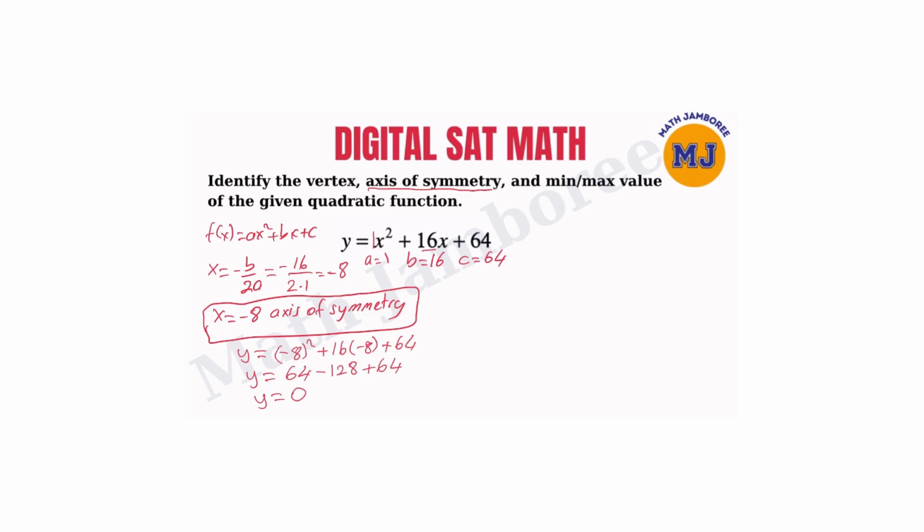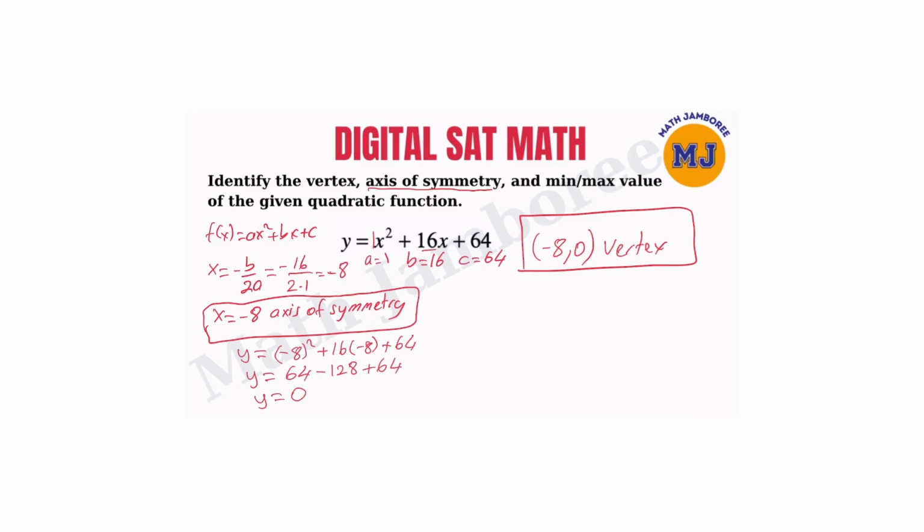So the coordinates of the vertex are negative 8 and 0. So this is our vertex. This is the second answer we had. But we will still need to find whether it's a minimum or a maximum.